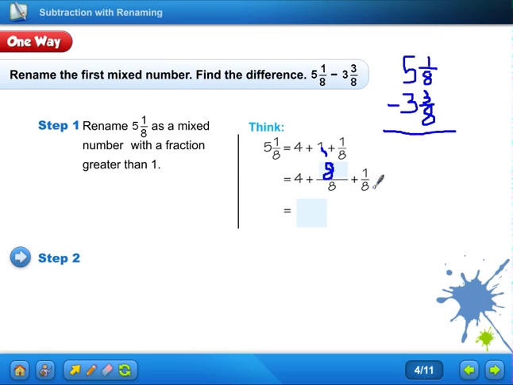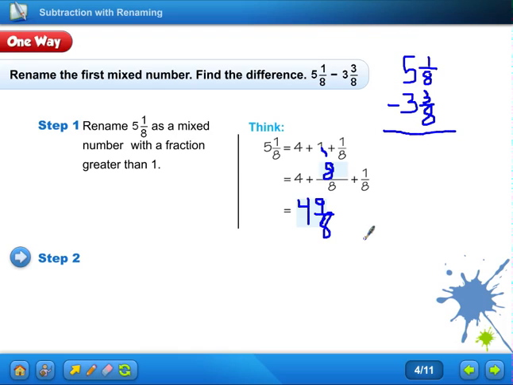So once I do that, now it's my number 4. Let's add these fractions together. 8 plus 1 is 9/8. Okay?